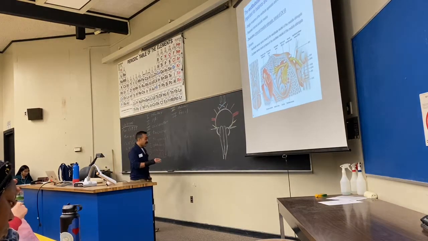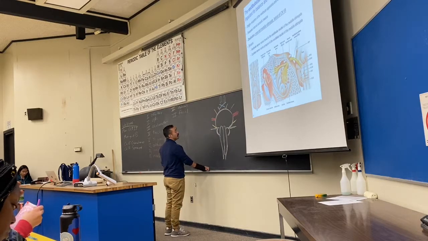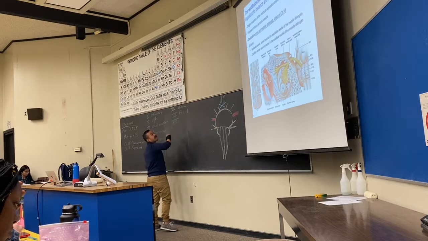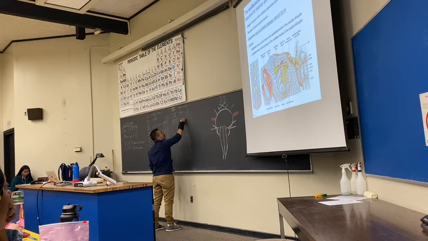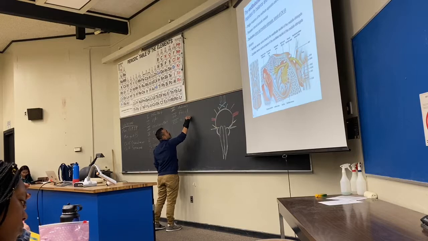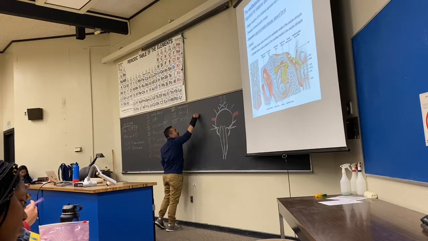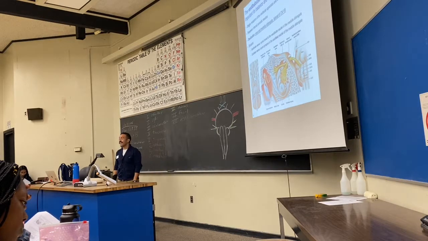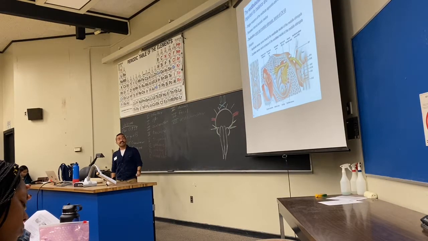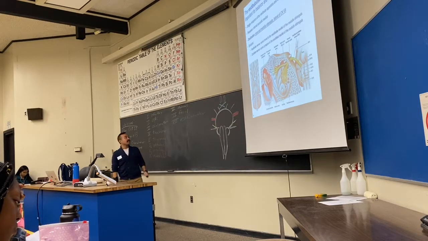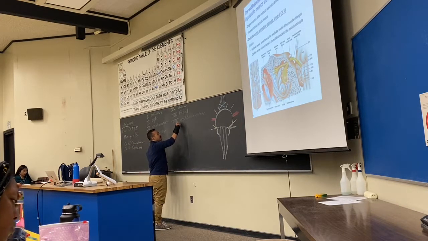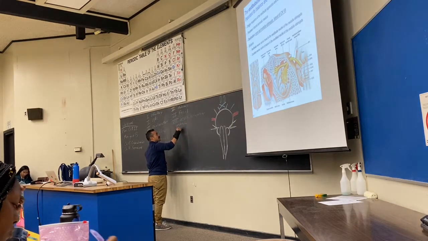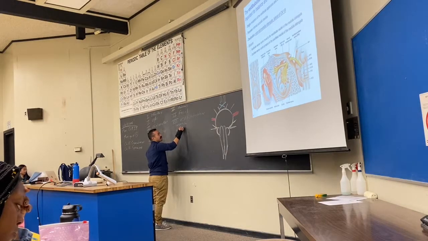All right. The eighth cranial nerve is the vestibulocochlear. Vestibulocochlear, cranial nerve number 8. And it has two branches, which you should know. It has a vestibular branch, and it has a cochlear branch. That's vestibulocochlear.